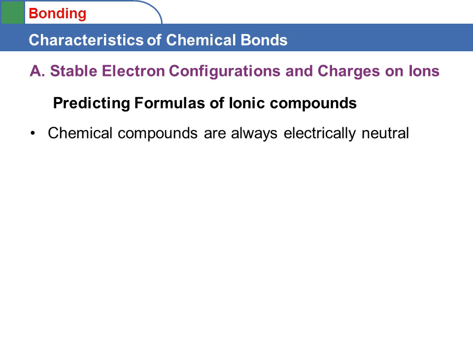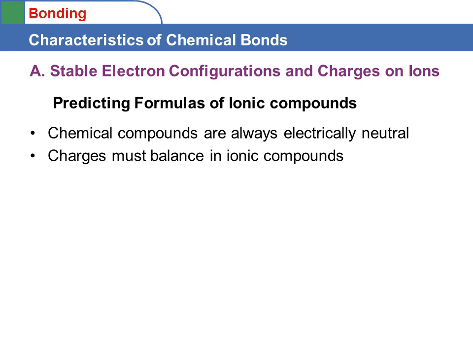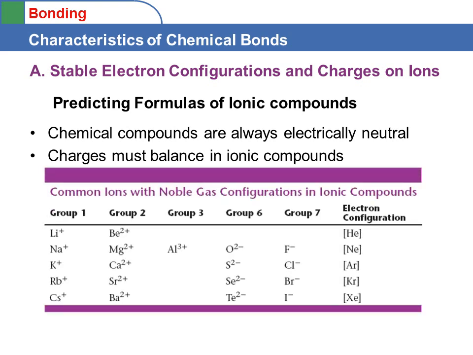Chemical compounds are always electrically neutral, meaning there's no overall charge. So that means the charges have to balance in ionic compounds as well. If we were to make a compound like lithium chloride, if we look for lithium in this table, we see that lithium has a +1 charge. If we look for chloride, Cl, we see over in group 7, the chlorine has a -1 charge.